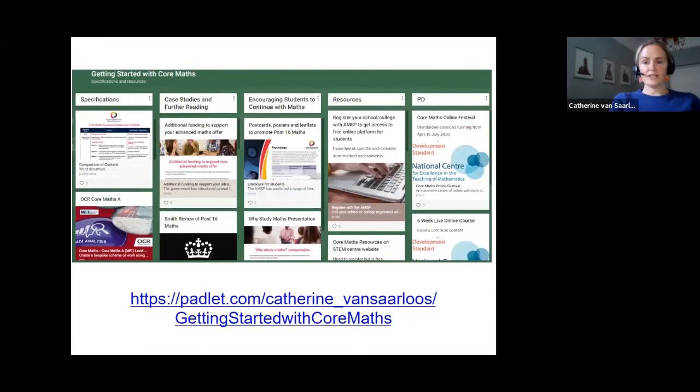And finally, just to remind you that the Getting Started Padlet is there, and I will update it with regular PD and things like that, so you can look back at that, and it should always be relevant. The other thing to note is if you click on my name at the top of the Padlet, you'll be able to see other Padlets that I've produced. They're all about core maths, unsurprisingly. And some of them are the pre-release Padlets that we put together.